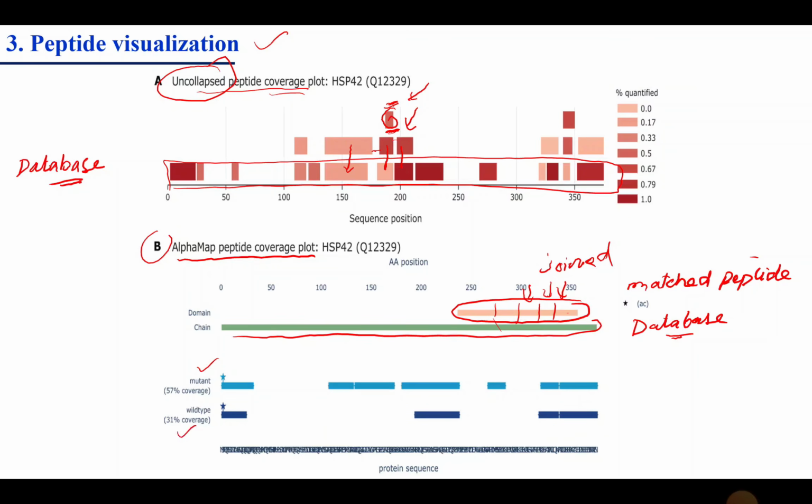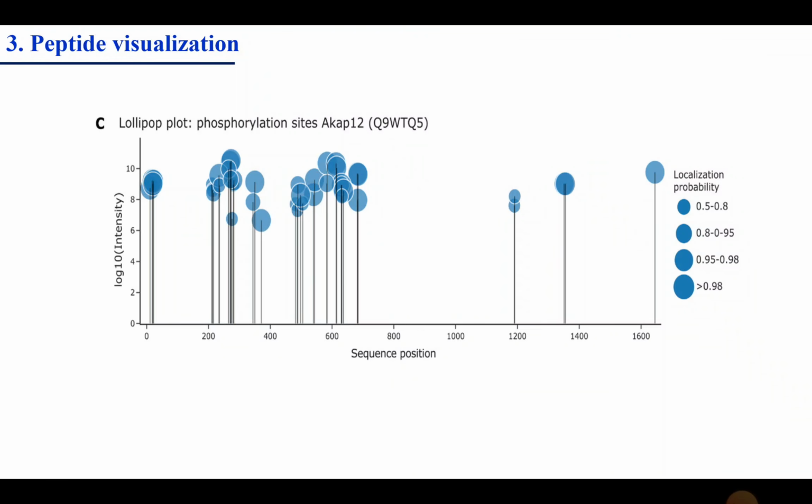The mutant and the wild type coverage. Let's suppose you have a protein sequence, and here you can see in the wild type there are these three fragments, and in the mutant type we can find a few more additions or deletions. In this way, peptide mass spectrometry can also help us to visualize the peptide sequence. Mass spectrometry data can also help us to visualize the peptides which are being phosphorylated.